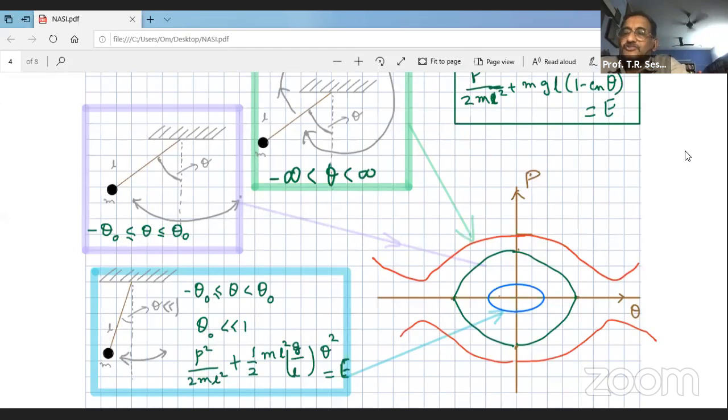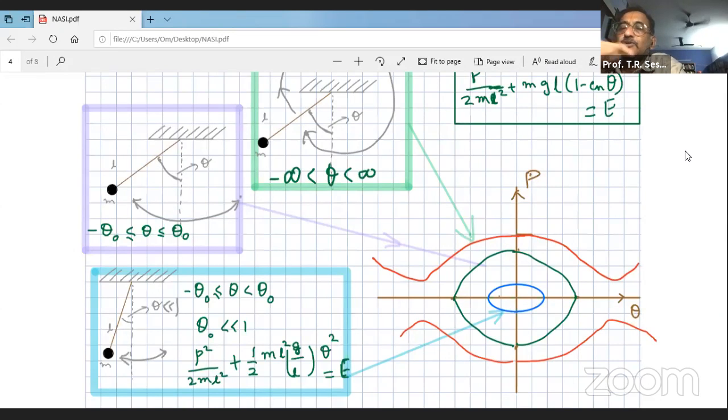when the pendulum was oscillating, there were 2 points when the momentum became zero. Once the pendulum is going round and round in circles, momentum never becomes zero. So the phase space trajectory for that motion will never cut the theta axis, because on the theta axis, momentum is zero. And this is shown by the 2 red lines, which I have shown by the light green line pointing to the red line.